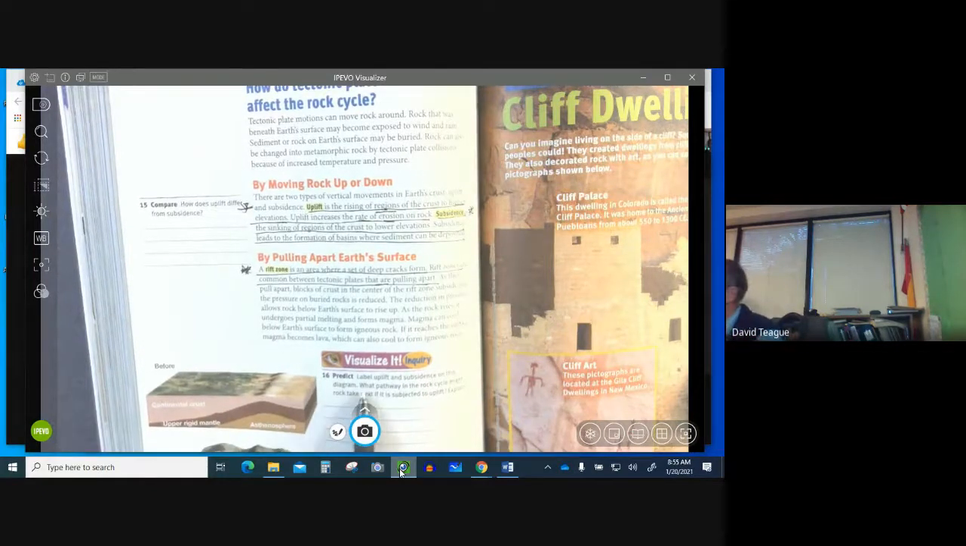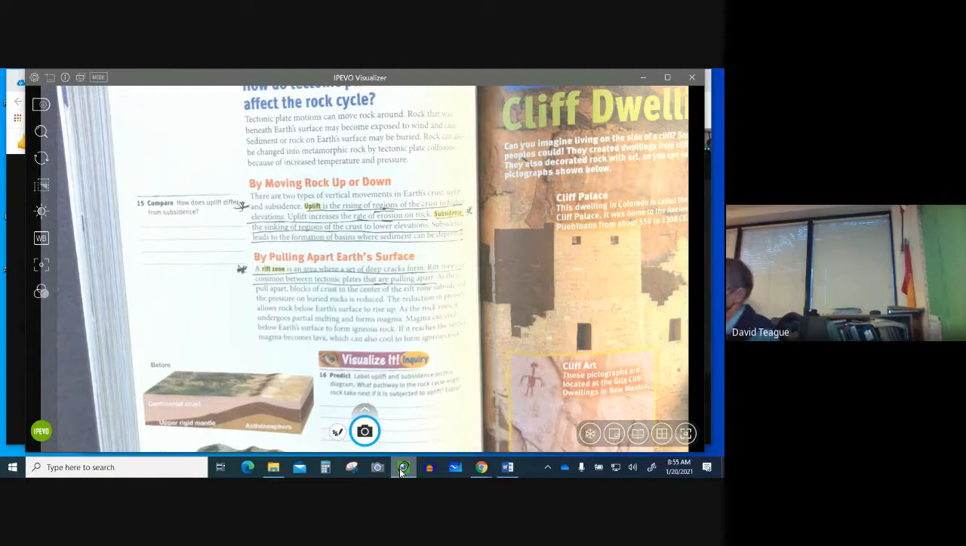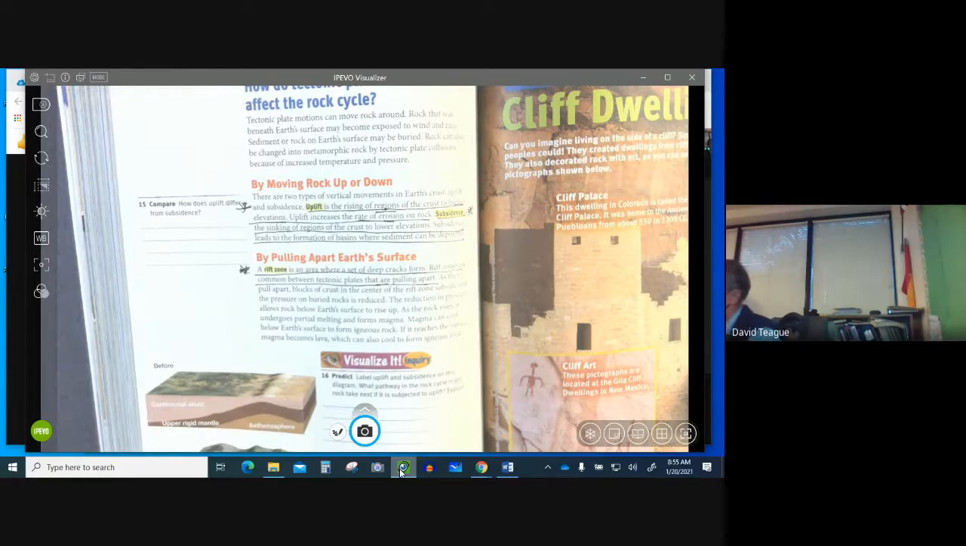Number 16: predict, label uplift and subsidence on this diagram. What pathway of the rock cycle might rock take next if it's subjected to uplift? Okay, so number 14, number 16. So the igneous rock, what is this?